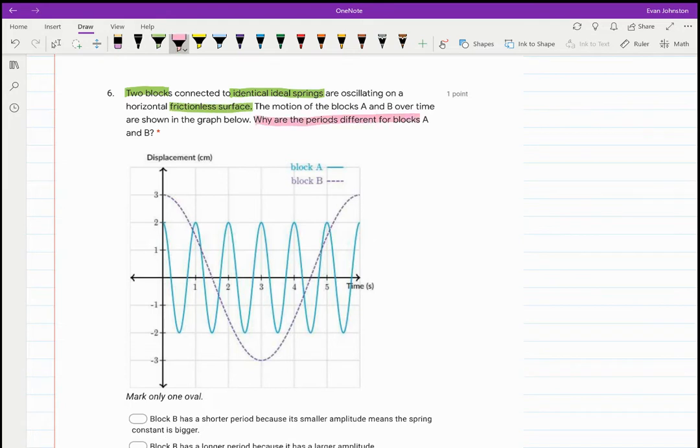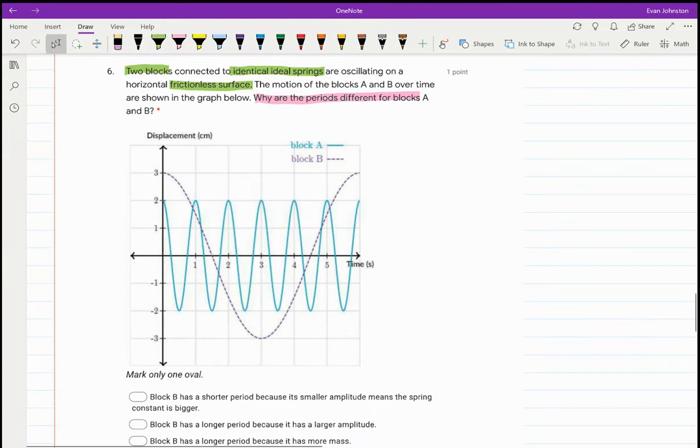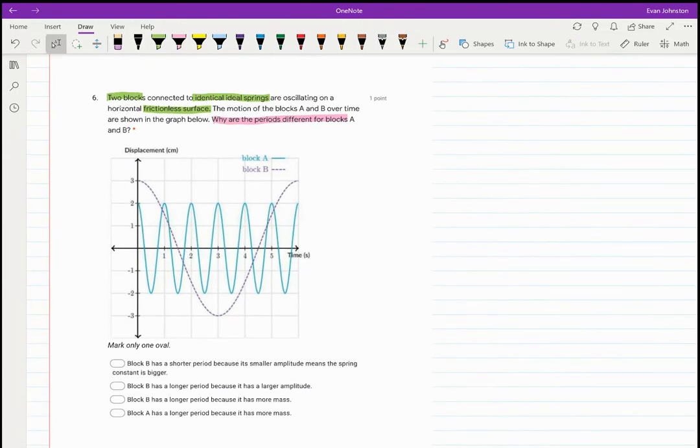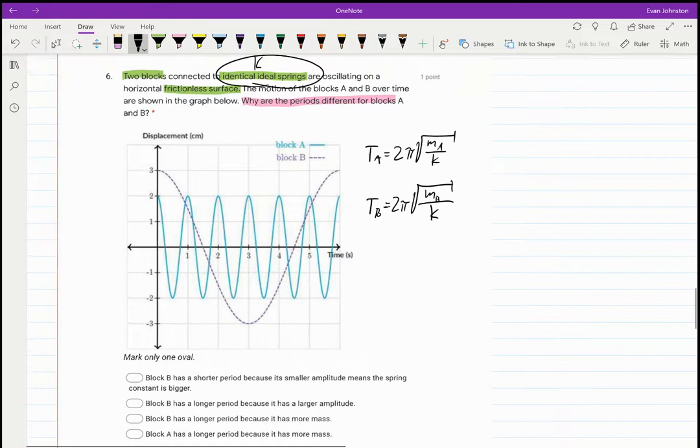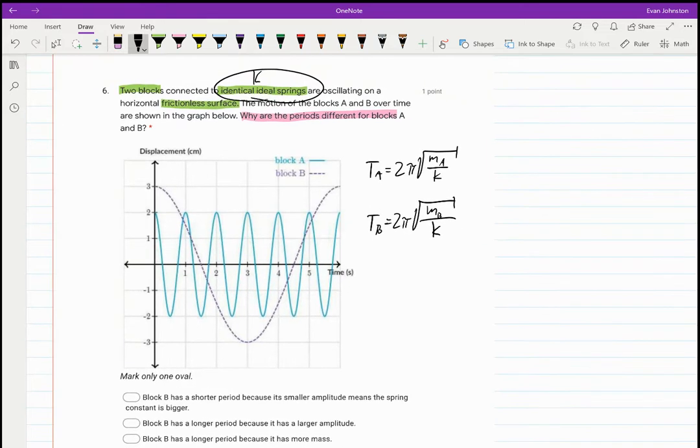Oh, you're kind of getting the theme here now. I bet at this point you could probably look at one of the previous ones we've done and figure this one out. But we know that we have period of A is 2 pi square root of mass A over K, and the blocks are different, it says. They have the same spring, and then period for B is 2 pi square root of mass B over K, because they're identical springs. So that means K is just the same. K is just some constant value. They're like identical springs. And why are the periods different?